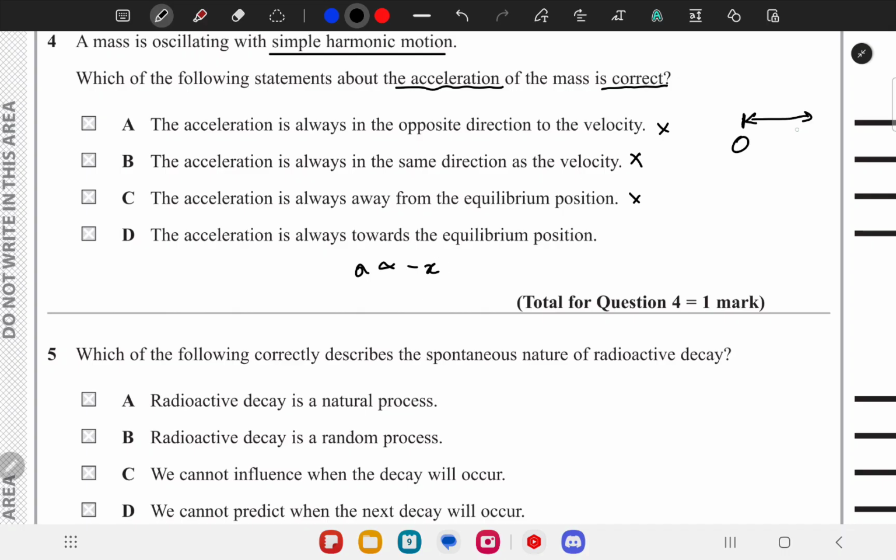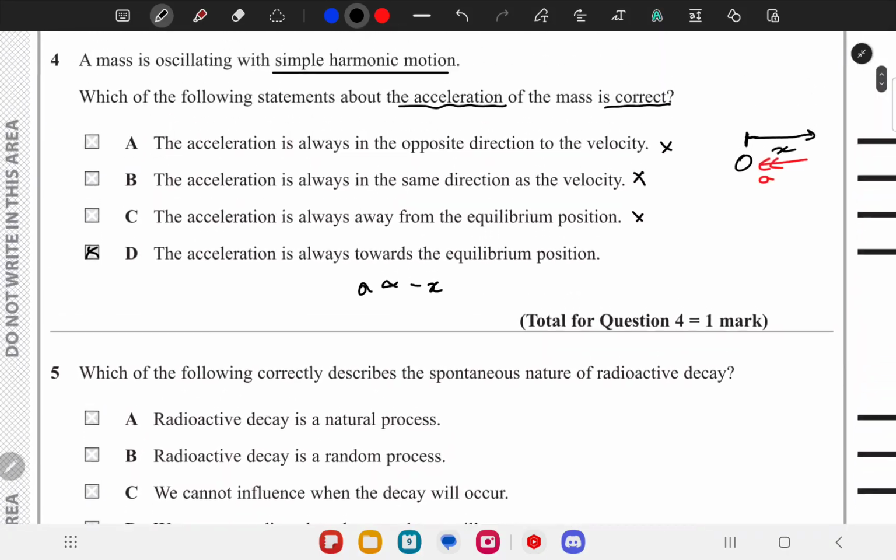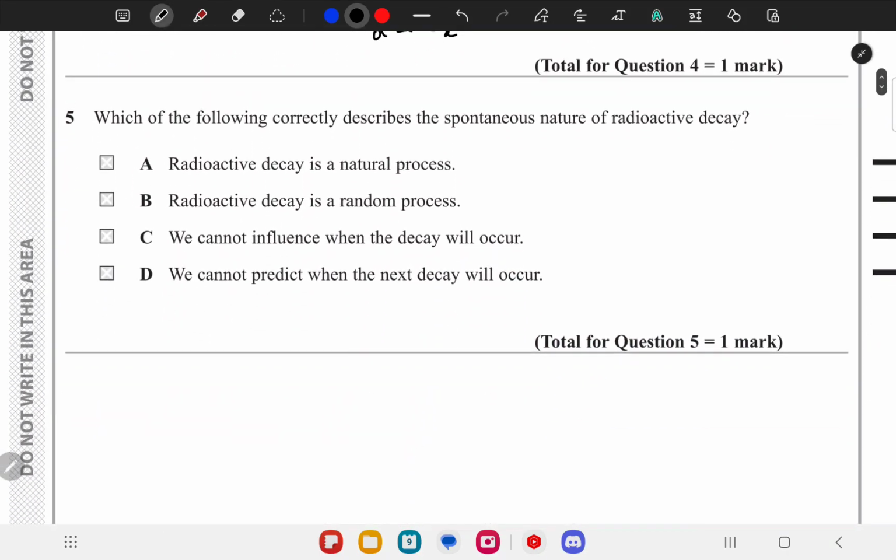So if this was the displacement from the equilibrium position, the force will always be in the opposite direction, or the acceleration will always be in the opposite direction to that displacement. So it's always towards the equilibrium position. D is our answer to question 4.